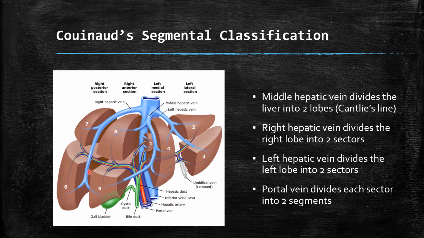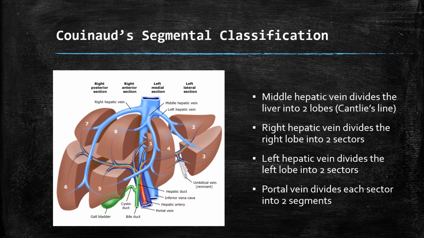The right side of the liver is then bisected by the right hepatic vein, and it splits the right side of the liver into a right posterior sector and a right anterior sector. The left hepatic vein splits the left side of the liver into a left lateral sector and a left medial sector.